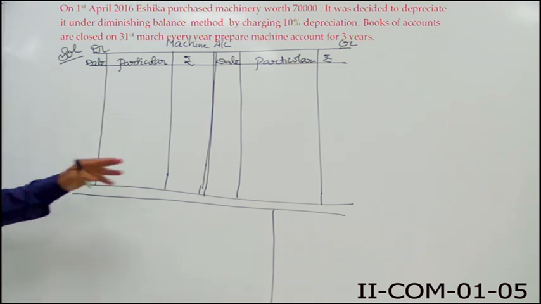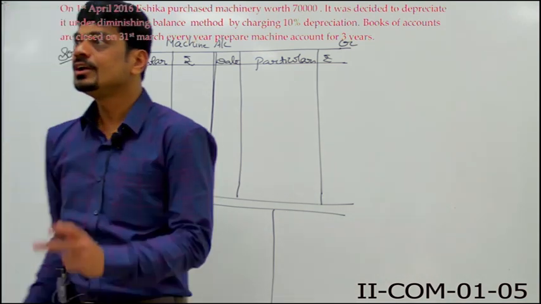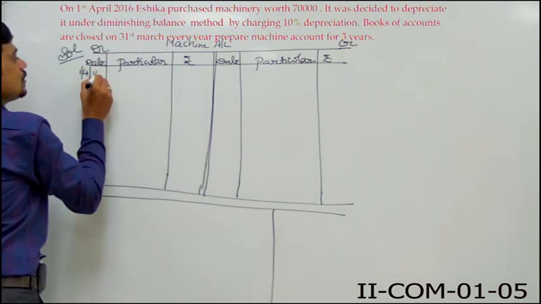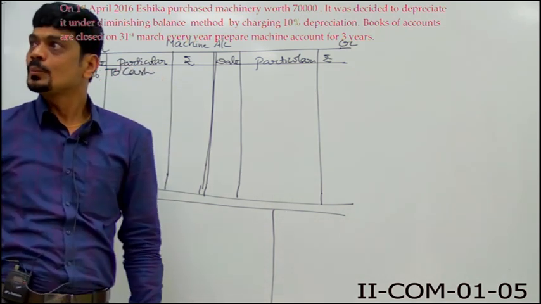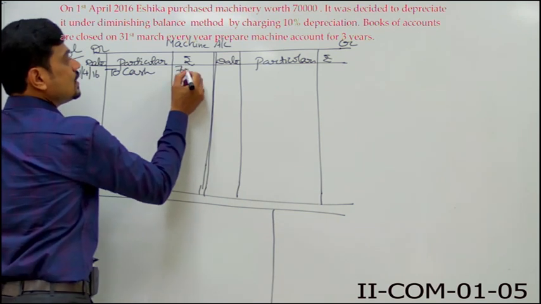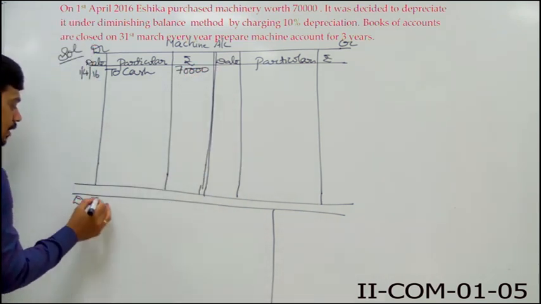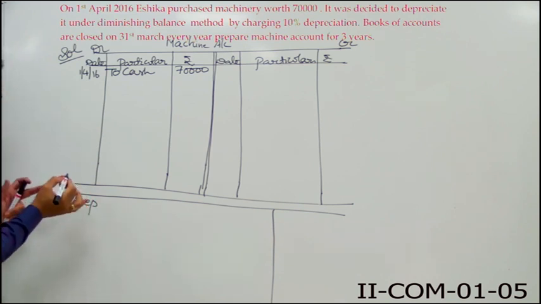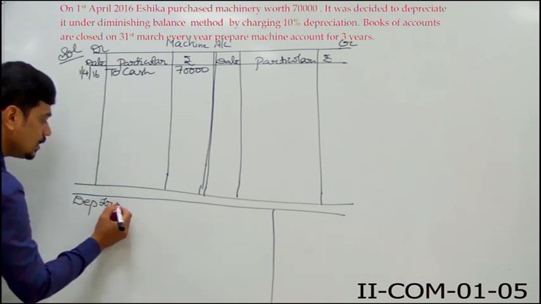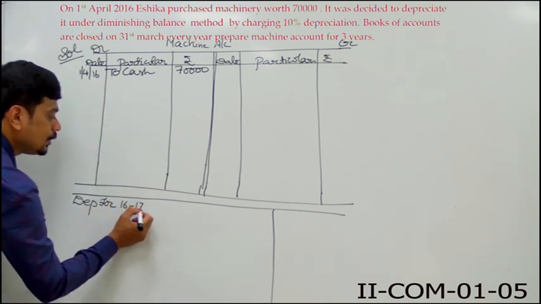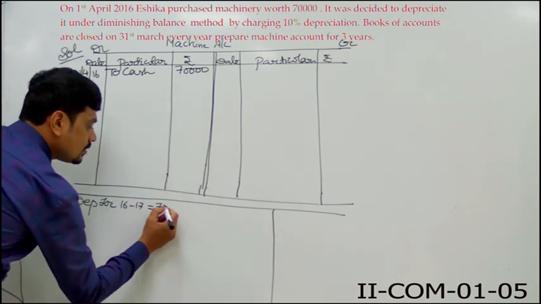Okay. Now posting. When we bought, 1st April, what is the date? 2016. So to cash or bank, whatever, for 70,000. 70,000. Come and write. Here, be careful that we are mentioning the dates separately. So depreciation for which year? Accounting year 16 to 17. Please mention the year. How much?